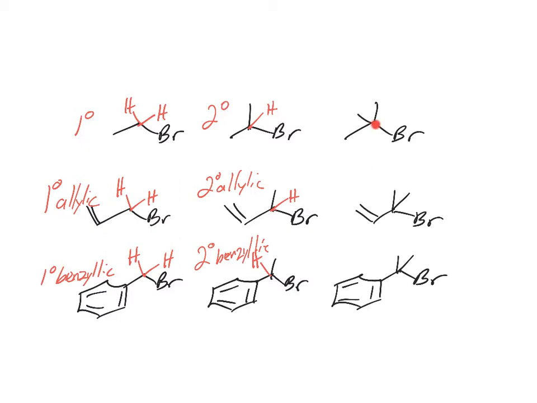Now tertiary, notice how the carbon attached to the leaving group has no hydrogens bonded to it. So these would all be tertiary. Tertiary allylic. Tertiary benzylic. Tertiary benzylic is going to be more stable than a secondary benzylic carbocation or a primary carbocation that's benzylic, because this has 6 hyperconjugation buddies plus the benzene ring stabilizing it if it was forming a carbocation.